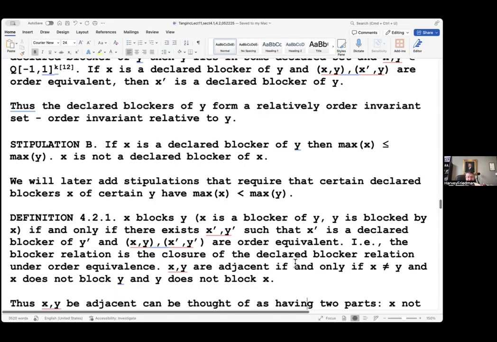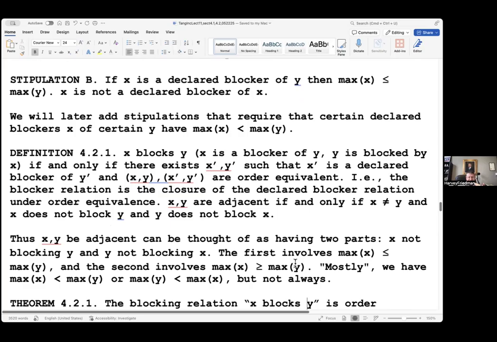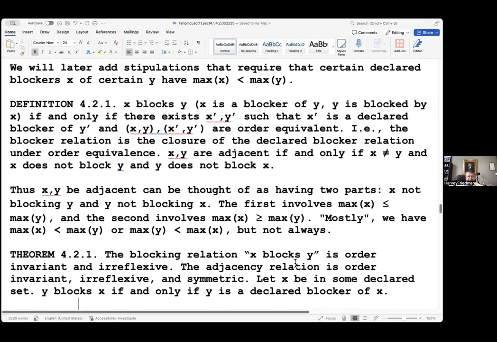X and Y are adjacent if and only if X and Y are different, X does not block Y, and Y does not block X. This is clear. So now we have defined the graph from the declared blocker relation. X and Y being adjacent can be thought of as having two parts: X not blocking Y and Y not blocking X. The first involves max X less than or equal to max Y, and the second involves max X greater than or equal to max Y. Mostly, we have max X less than max Y or max Y less than max X, but not always.